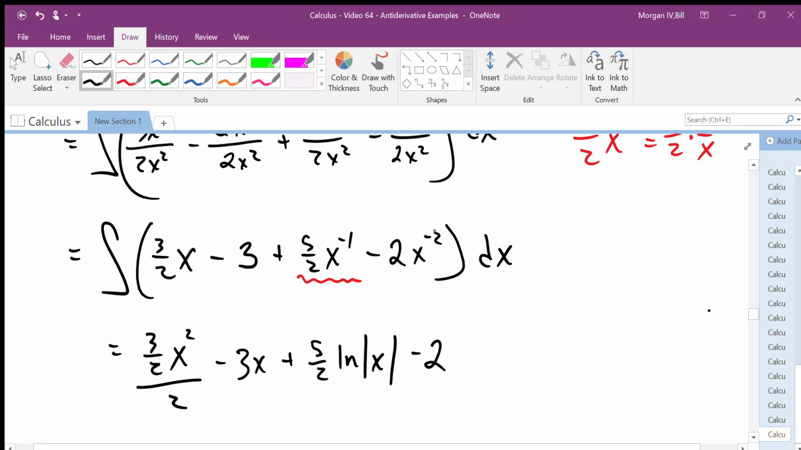Minus 2 times, add 1 to the exponent. So the exponent is negative 2. If you add 1, you don't get negative 3, you get negative 1. And divide by negative 1. Don't forget the plus c.